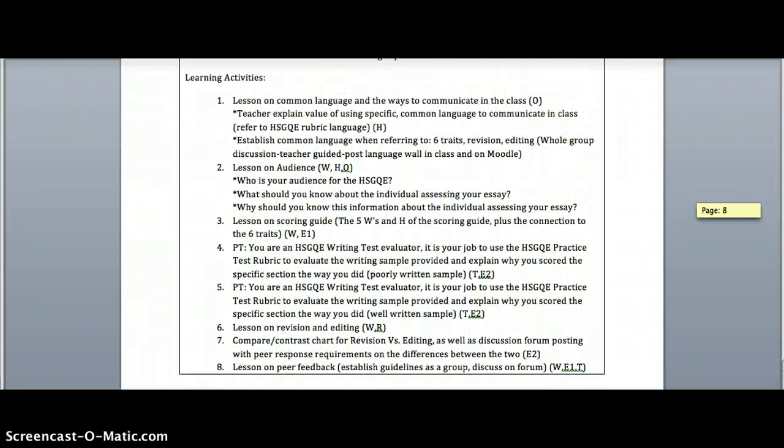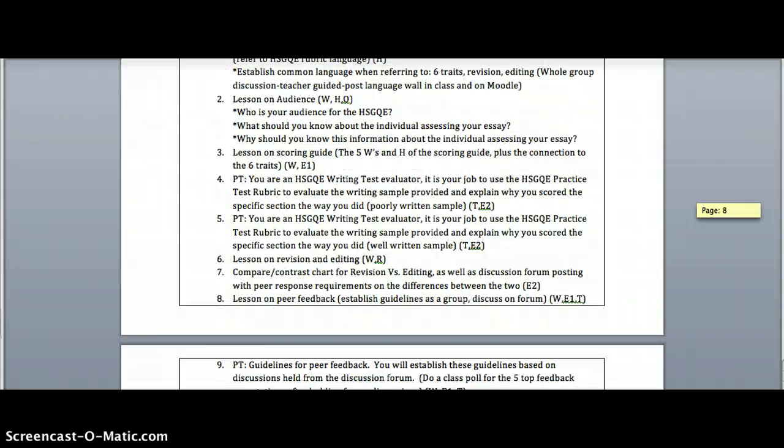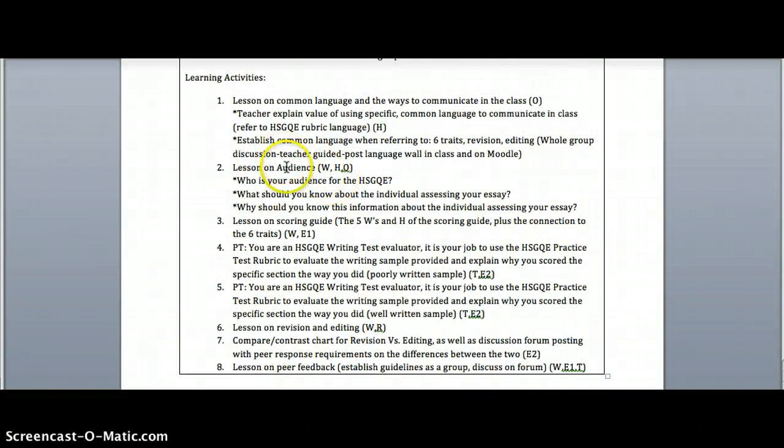So lastly is the learning plan. I've got several lessons and activities planned, particularly, as I said before, focusing on learning who the audience is, because that is a huge determiner in how a student's going to choose his or her voice and word choice. And so it's a big factor, and I think being comfortable with your audience is half the battle.